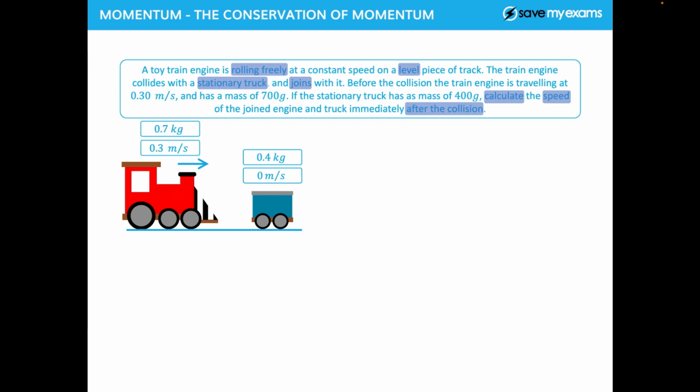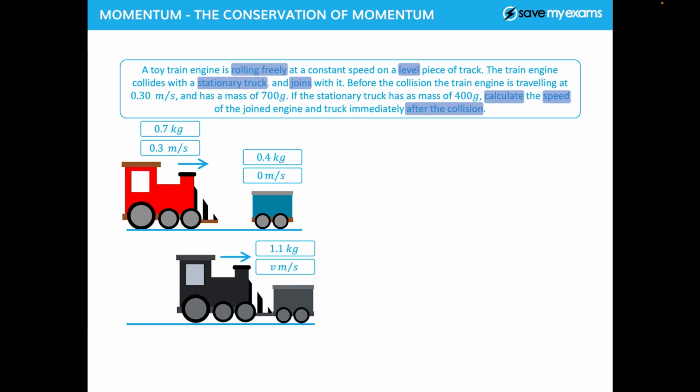What I've done next is I've drawn a little sketch of what's happening after the collision has happened. Now, in an exam situation, I wouldn't recommend you go to the trouble of drawing a little sketch like this, but perhaps a little block diagram would suffice.